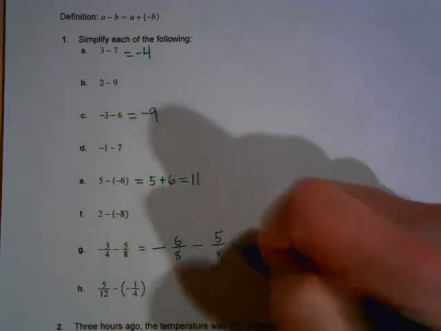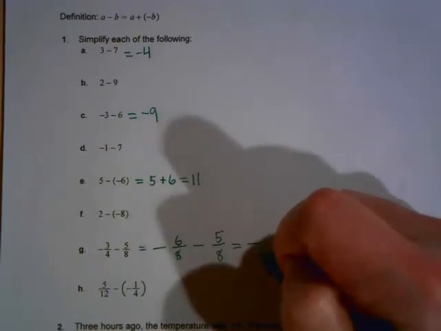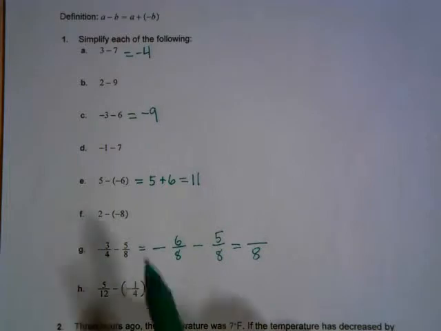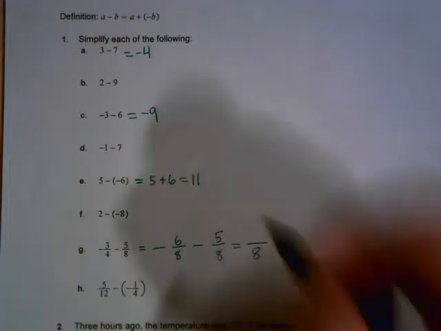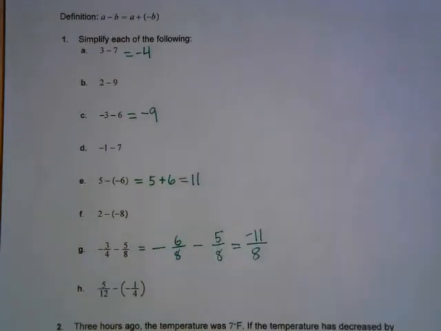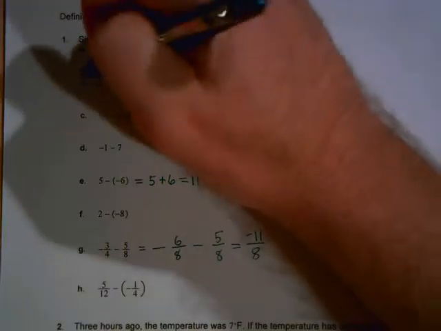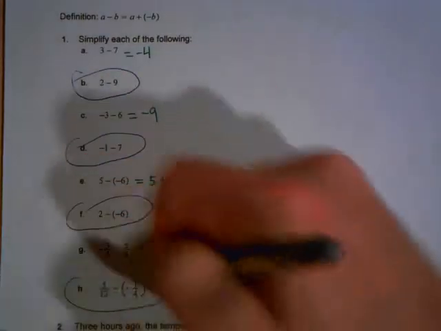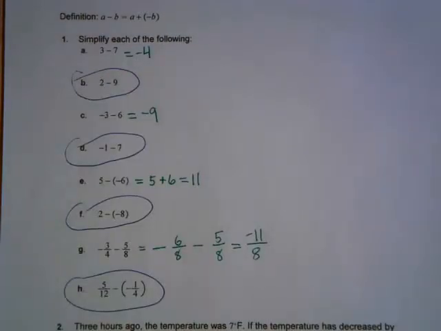Alright, then when we add or subtract fractions, the denominator stays the same, so the denominator is going to be an 8. And then a minus 6 and a minus 5, minus 11. H, you do H at home. So far, you have 1, 2, 3, 4 problems to do at home. There'll be more.